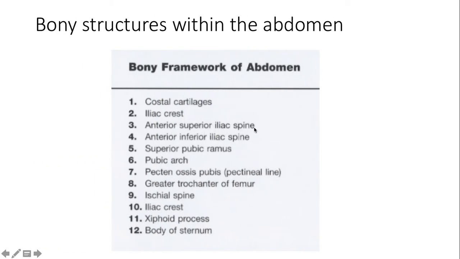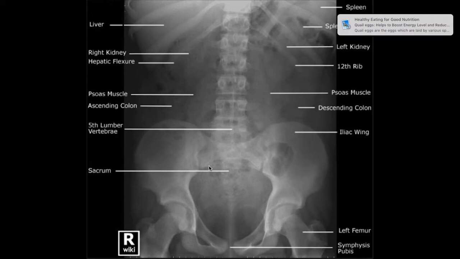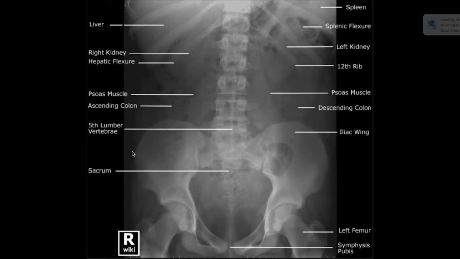We have the anterior superior iliac spine and the anterior inferior iliac spine, and the superior pubic ramus, the pubic arch, the pectineal line. We will talk about lines and measurements when we talk about the pelvis x-ray, but all the pelvis is included within the abdomen x-ray. Why is that? Because it contains the distal portion of the bowel, and the distal portion of the bowel is very crucial to us also. So here we have the SIJs, the anterior superior iliac spine, and the anterior inferior iliac spine. We will come to those at a later time.